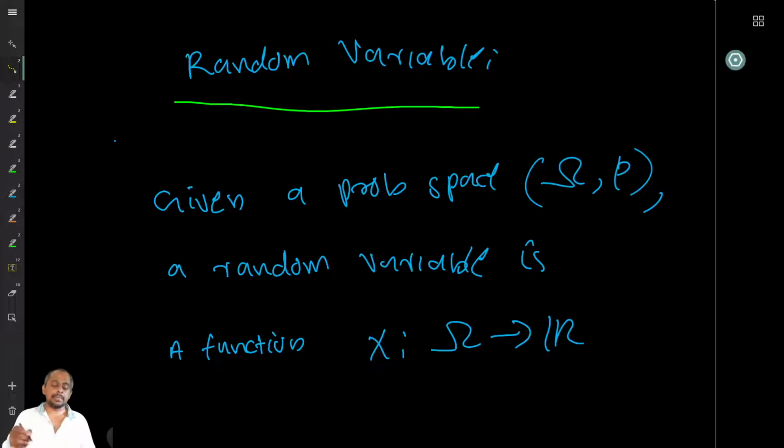So given a probability space (omega, P), a random variable is basically a function which takes omega to real numbers. So it's a real valued function over the set omega.